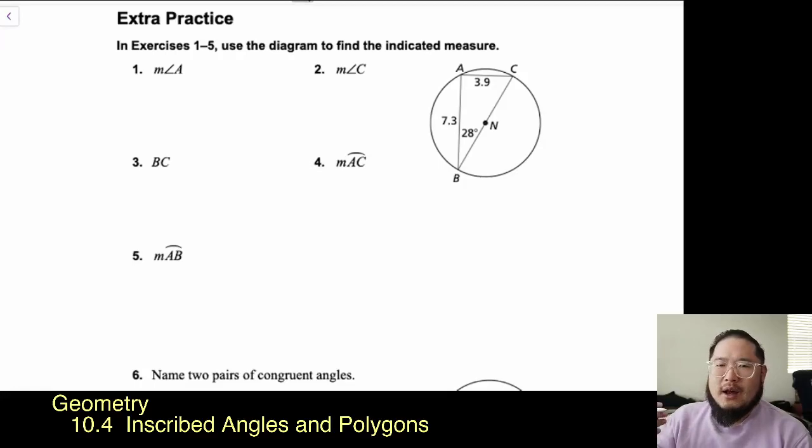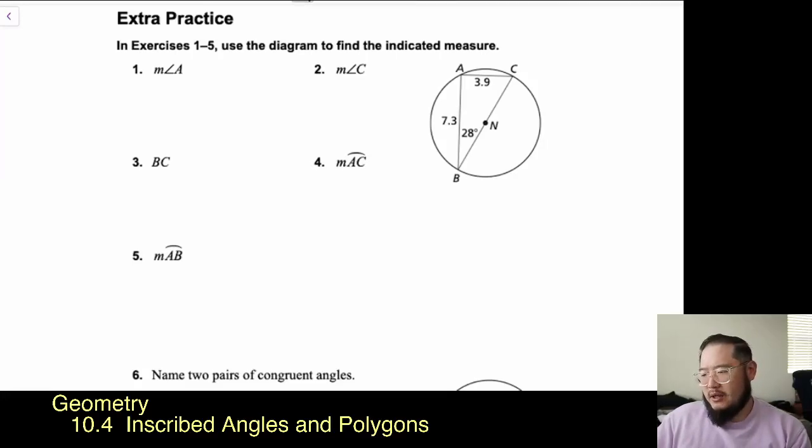Once again, not only are you going to be using the skills and the terms that you learned in this section, but almost everything that you've learned throughout, even from algebra, even from this year. You're going to have to use that to solve these problems out.